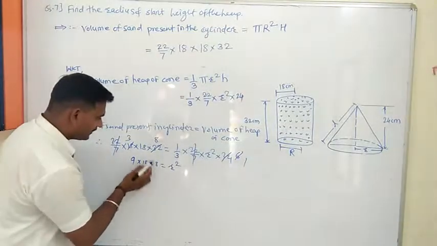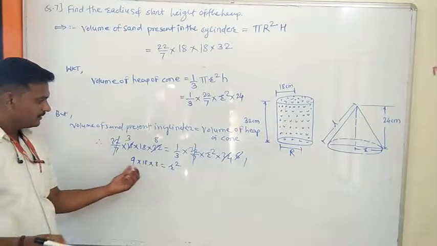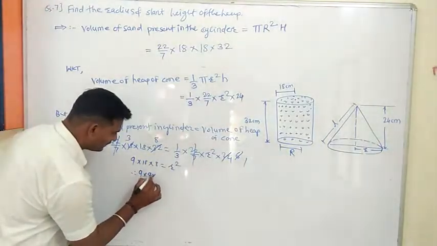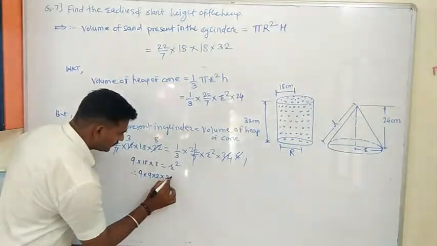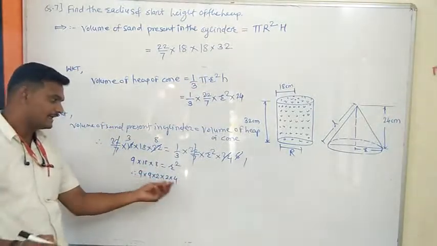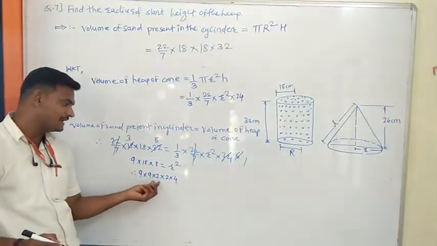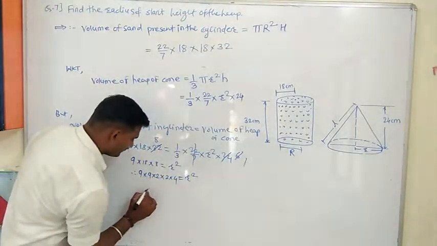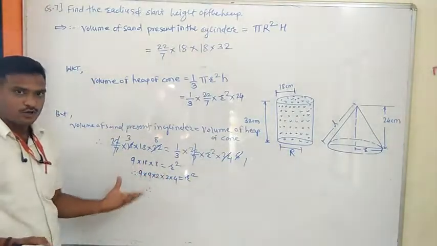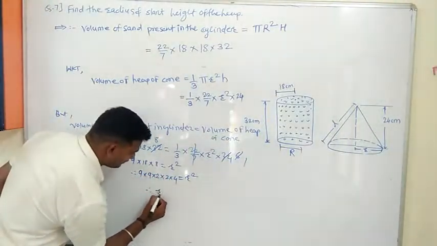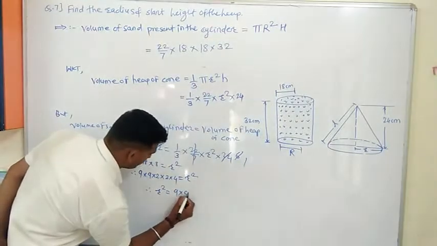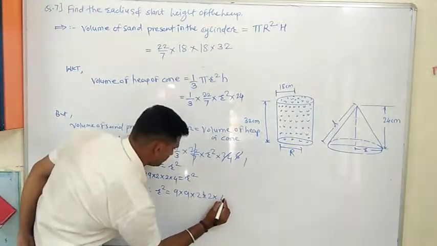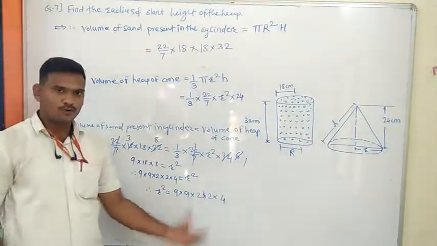Therefore, calculate this, or you can simply separate it out. This can also be written as 9 into 2 into 2 into 4. This 8 can also be written as 2 into 4. This 18 can also be written as 9 into 2, and this 9 as it is. Therefore, taking square root on both sides, I will write first of all like this: 9 into 2 into 2 into 4. Now taking square root on both sides.